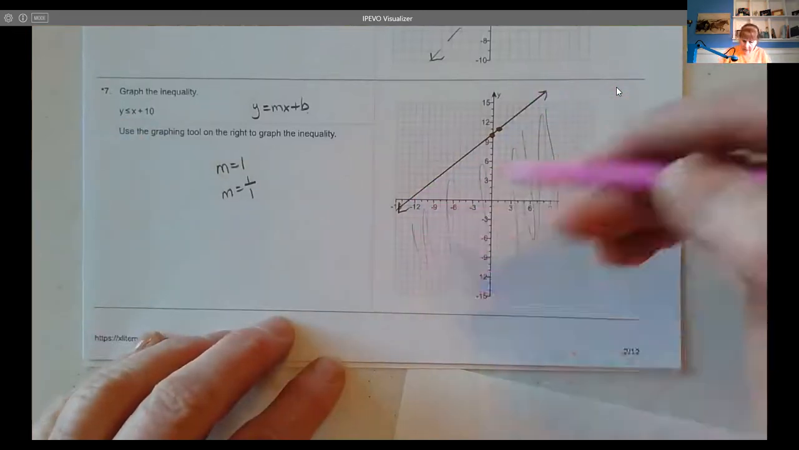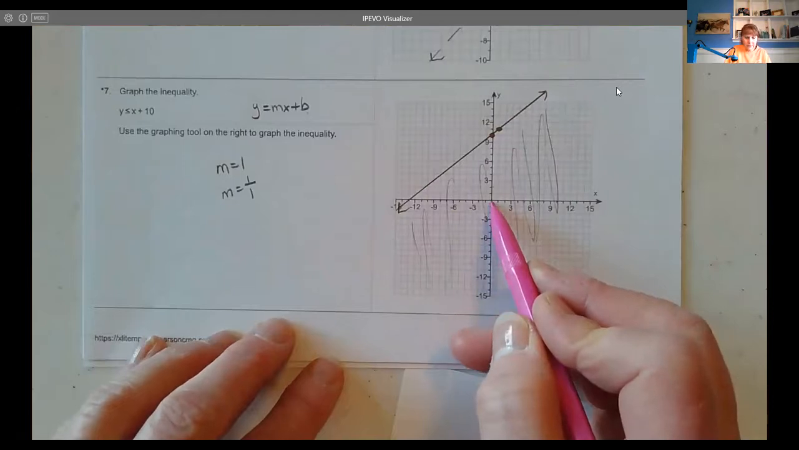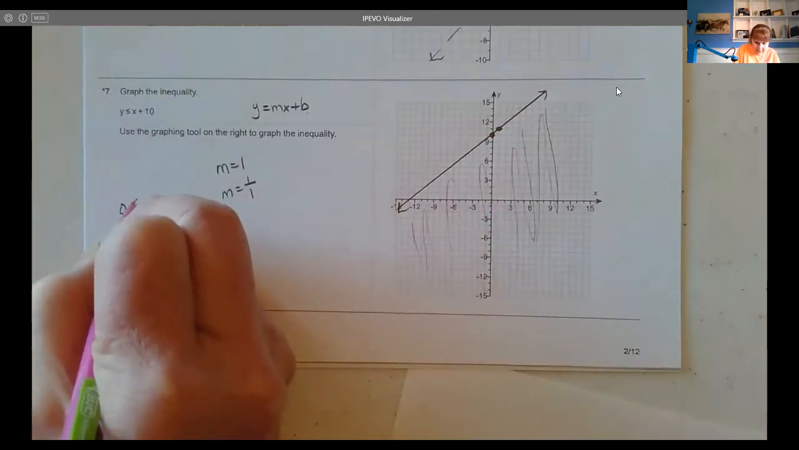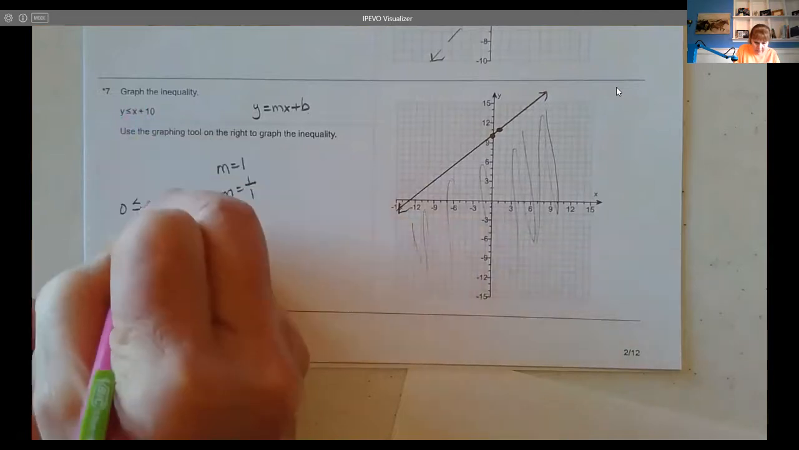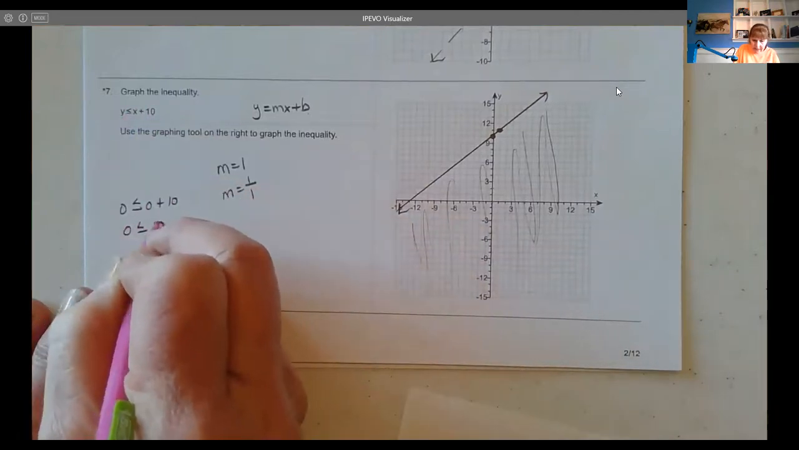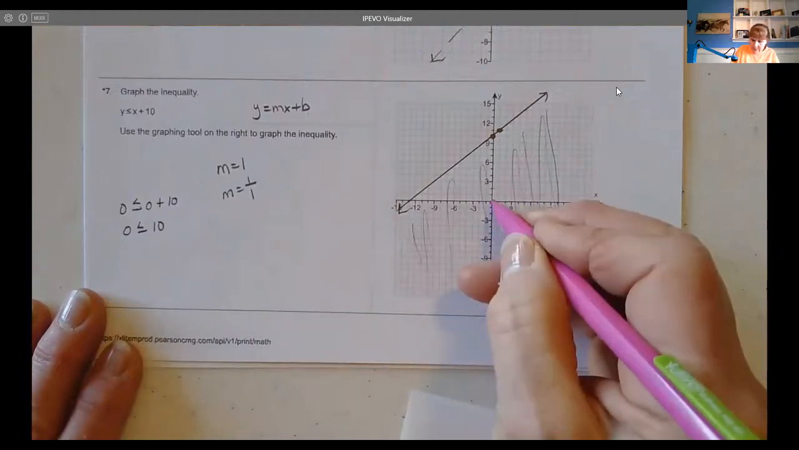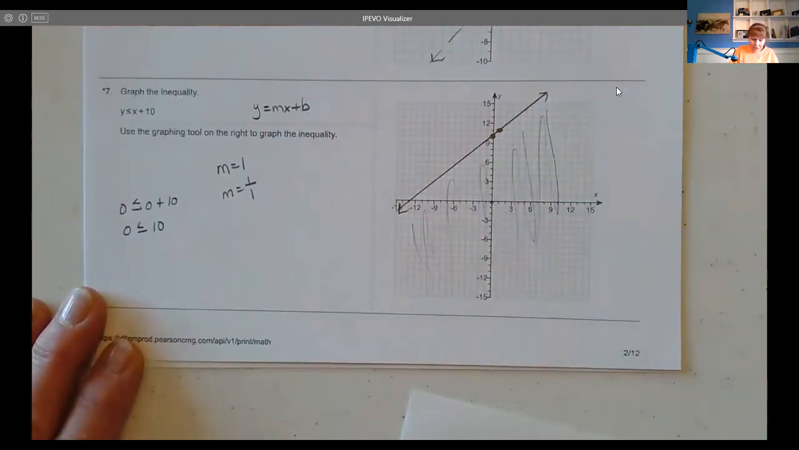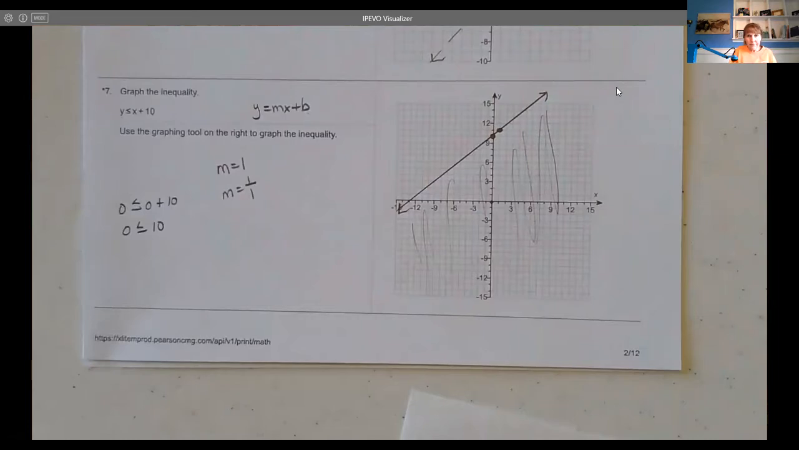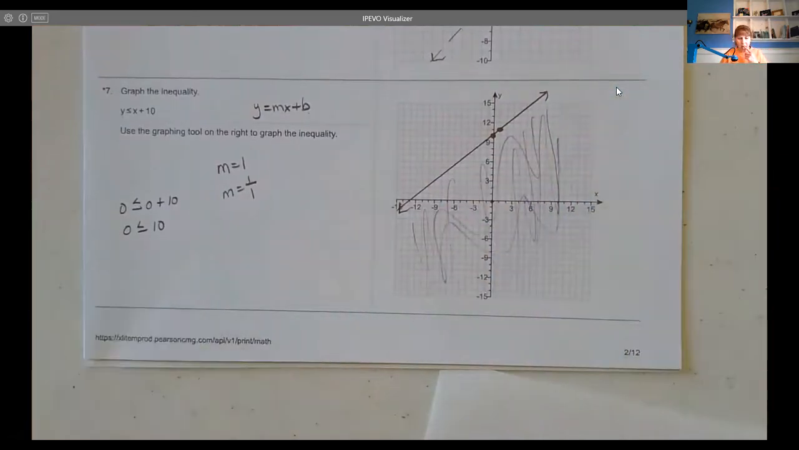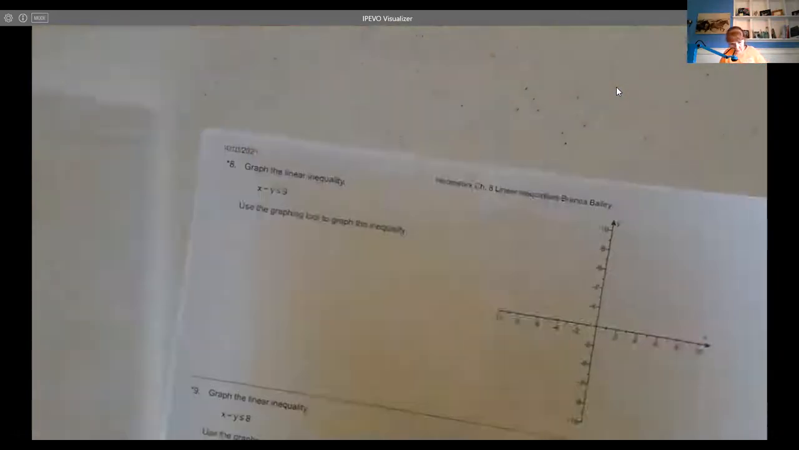If in doubt, put in (0, 0). See if it works. Is 0 less than or equal to 10? I'm just putting in this point here. If this one works, they all work. That's true. 0 is less than 10. So here's solutions over here. All right, let's try some more. This is pretty much all we're doing.